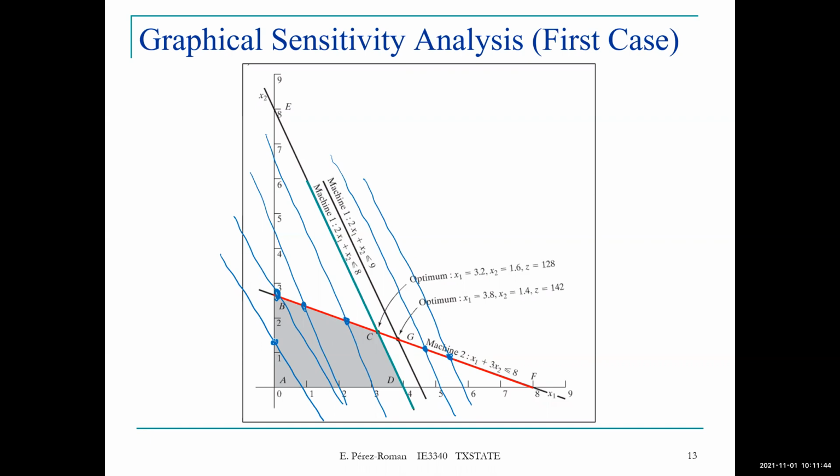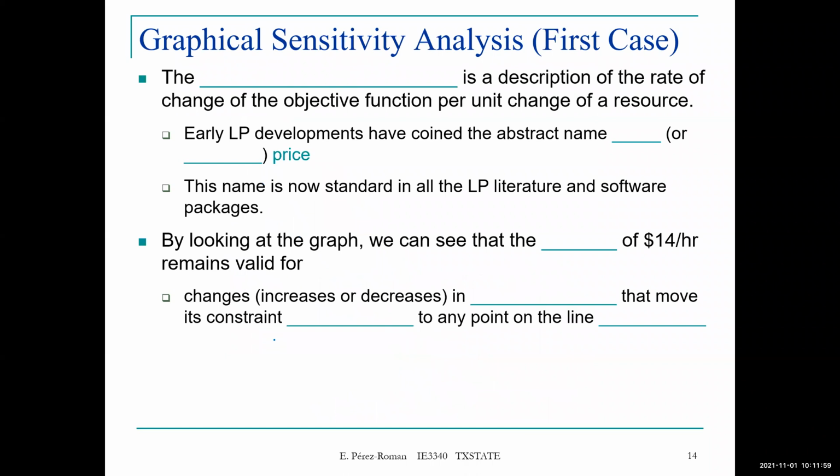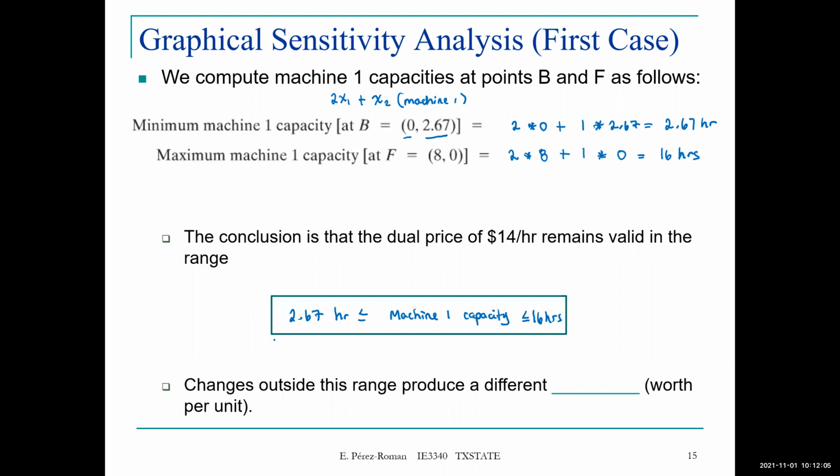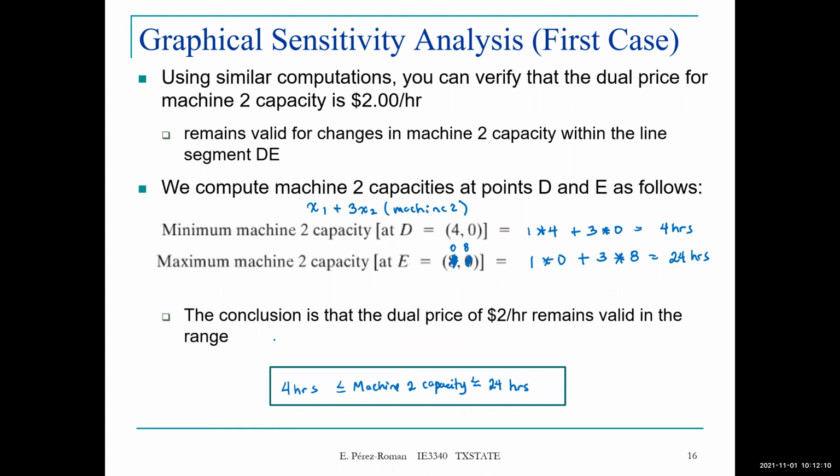So that's why we need to find the bounds, because we know that as long as you are between these 2 points, the optimal solution is not going to change. It's always going to be the intersection of those 2 constraints. We did the same thing for machine 2, and we found that the dual price for machine 2 will be $2. And we also did the same exercise. We found the bounds. As long as you are between those 2 points, the objective function is going to move with those 2 constraints.